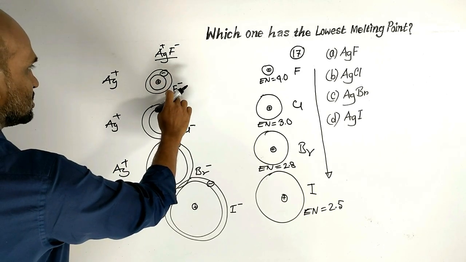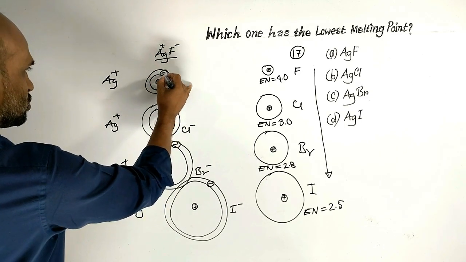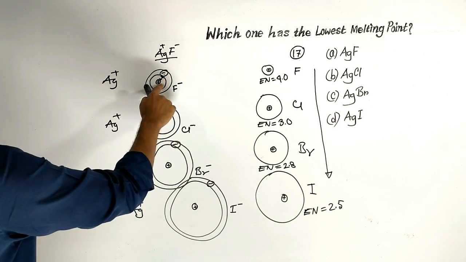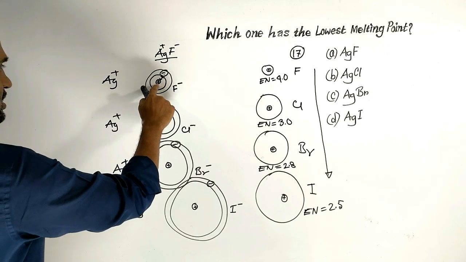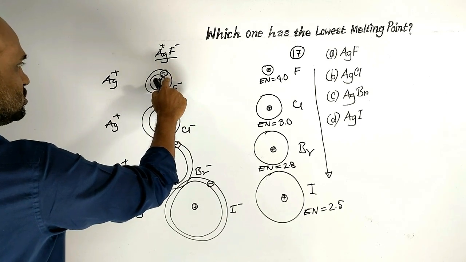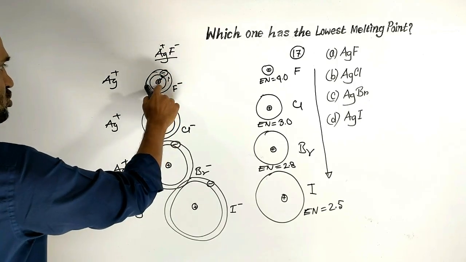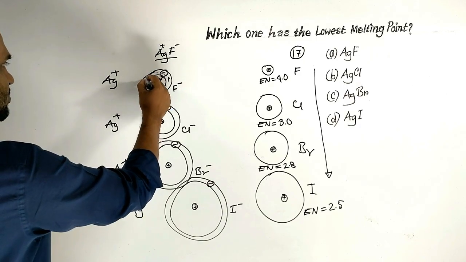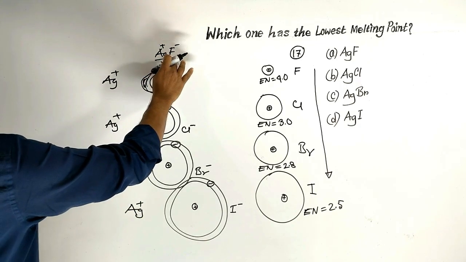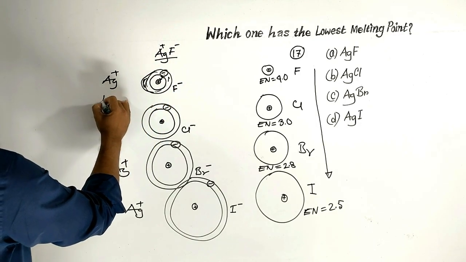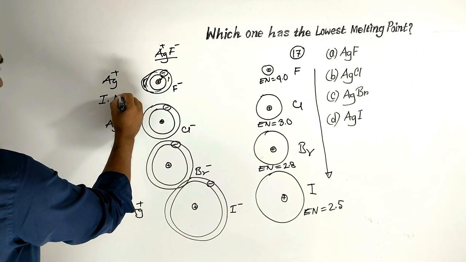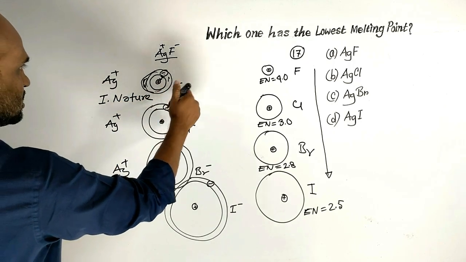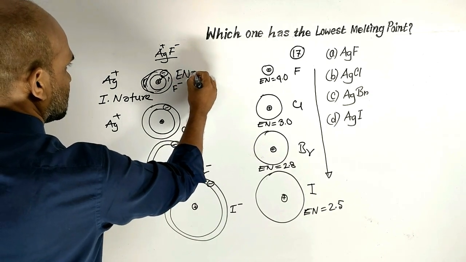Now here, silver fluoride. As the fluoride ion is smaller in size, its electron cloud is strongly bonded to the nucleus, due to the less distance between the nucleus and the electron cloud. That is why, in this case, the fluoride ion polarizes a bit and silver fluoride retains its ionic nature, as the fluoride ion is smaller in size and its electronegativity is higher.